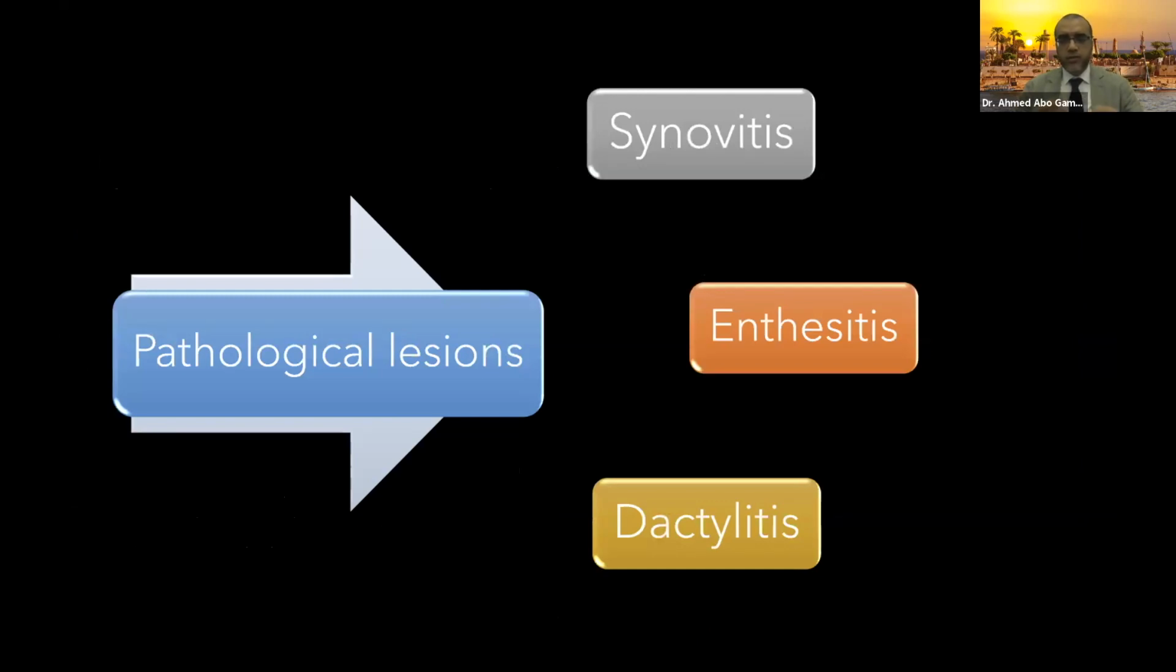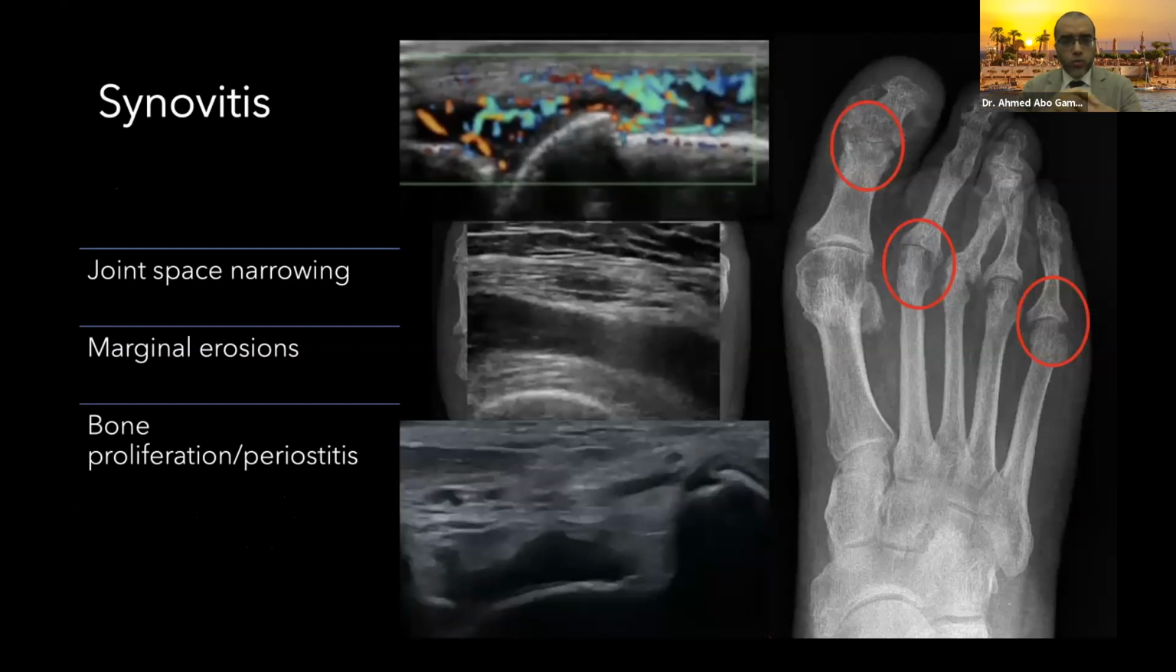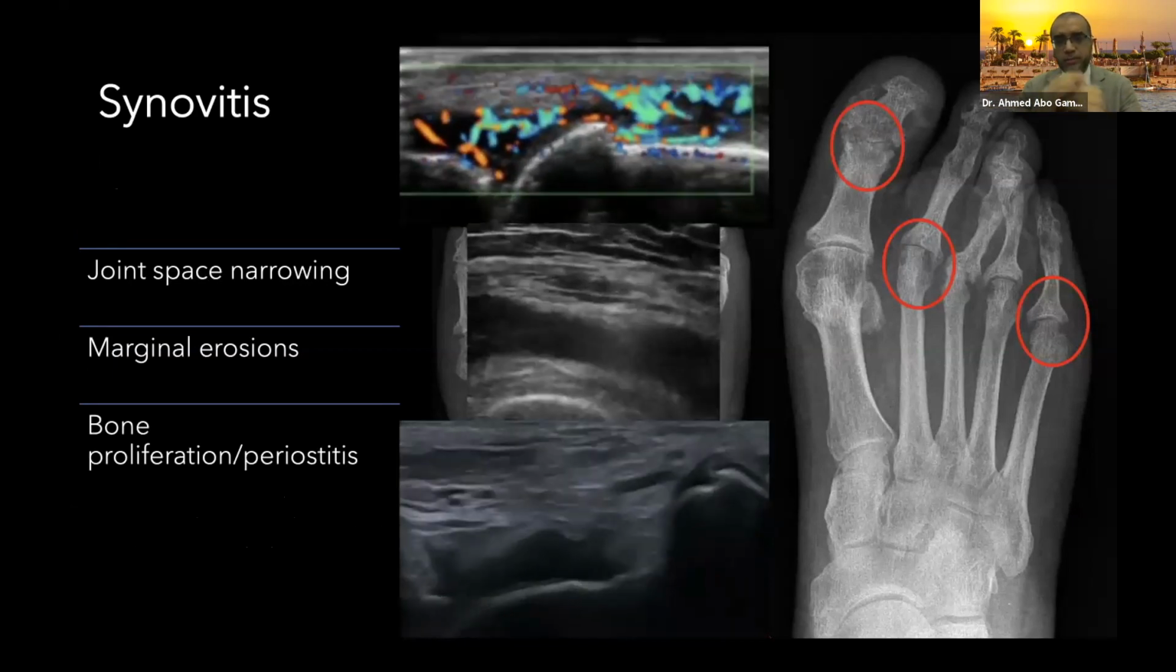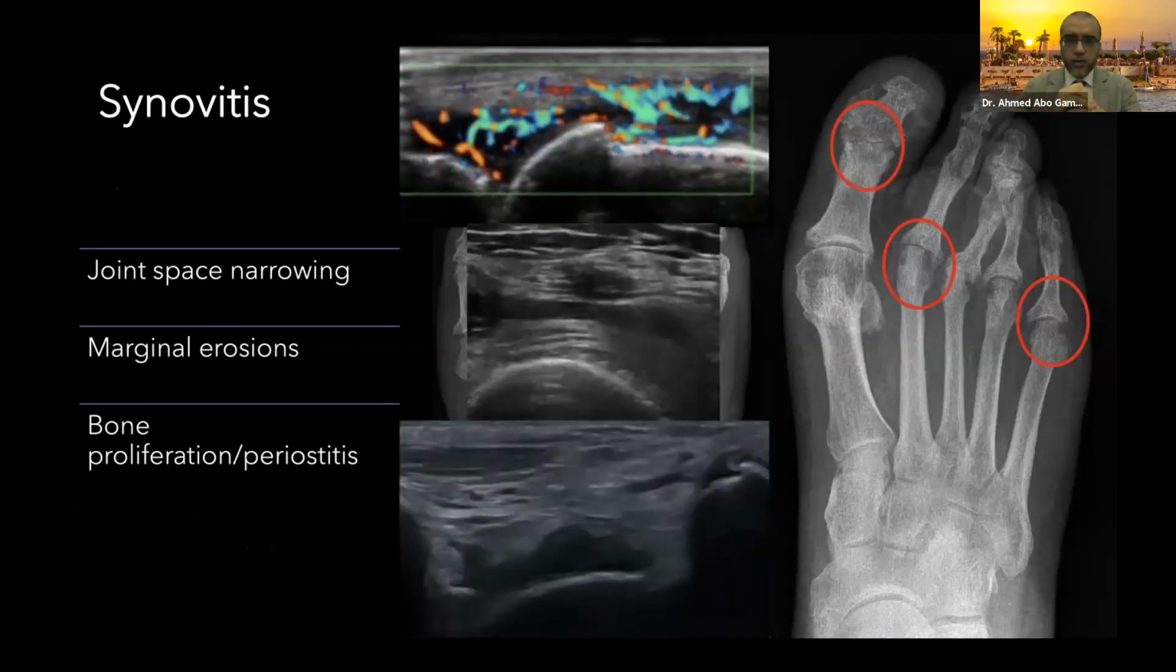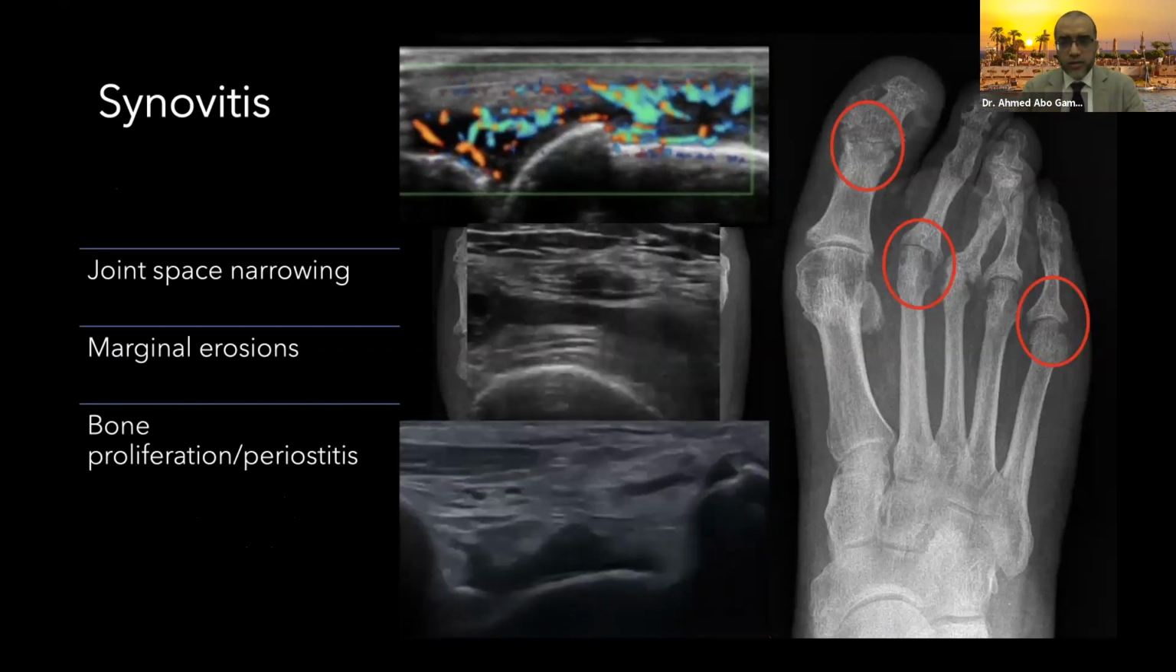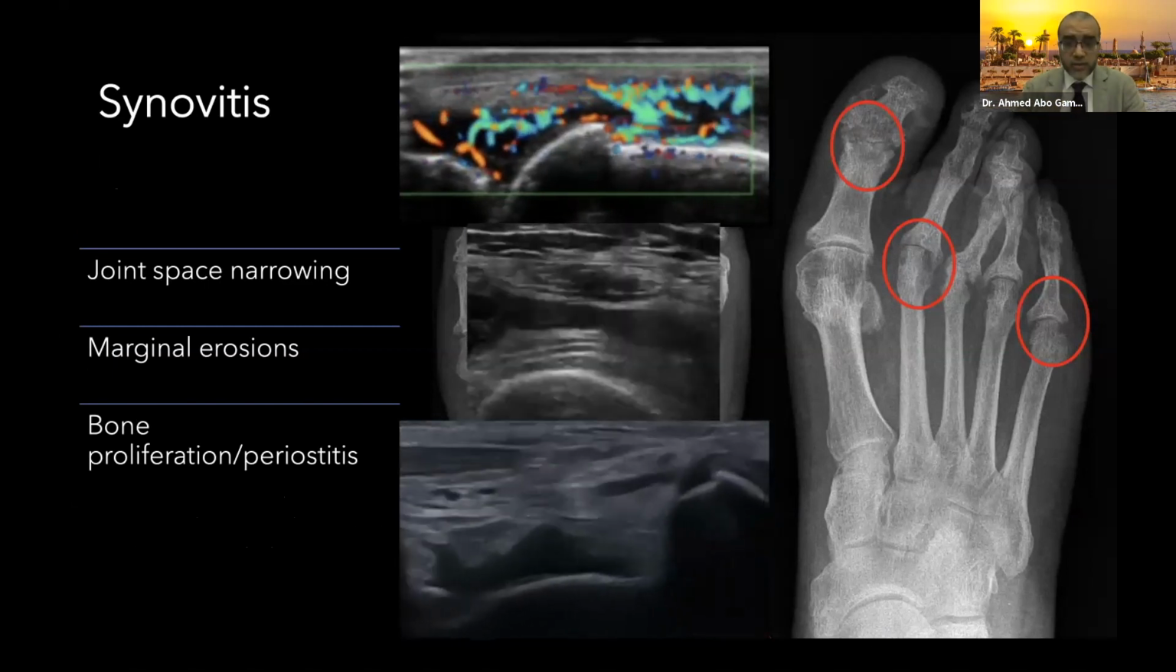To speak about the pathogenesis, let us classify the psoriatic arthritis lesions into three main domains: synovitis, enthesitis, and dactylitis, to discuss each one of them in more specific detail. Going to synovitis. Synovitis, I think, is the easier part for assessment in psoriatic arthritis, because all of us as rheumatologists are expert in assessing joints.